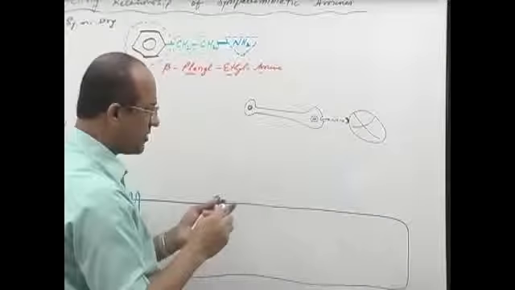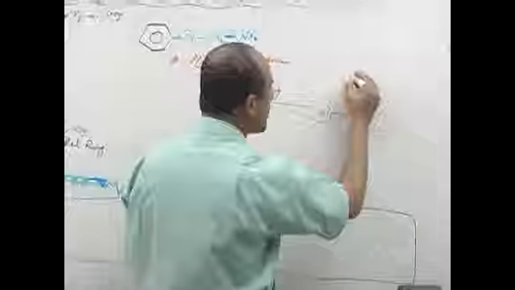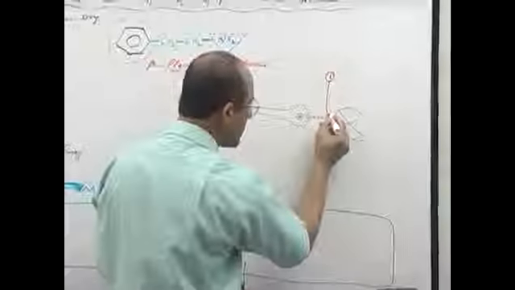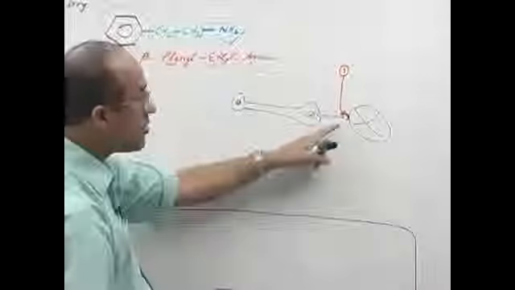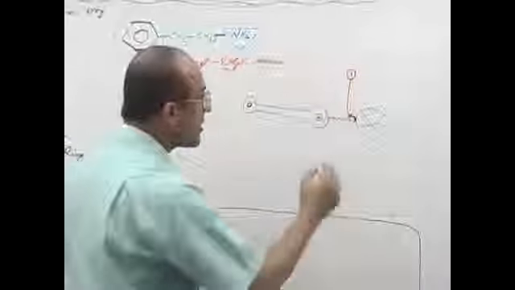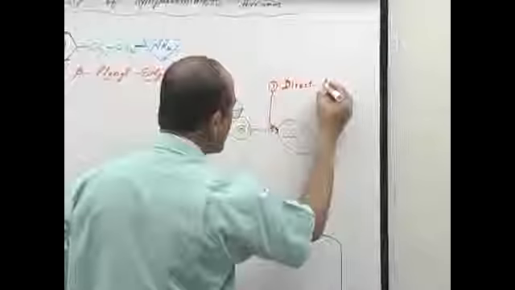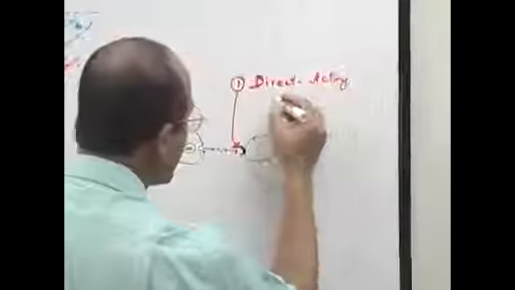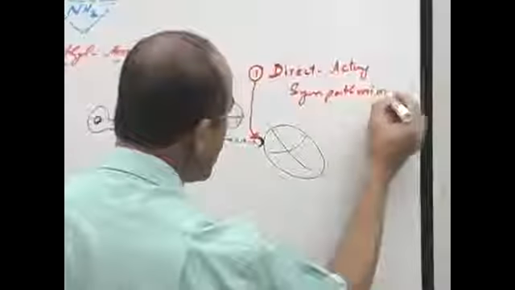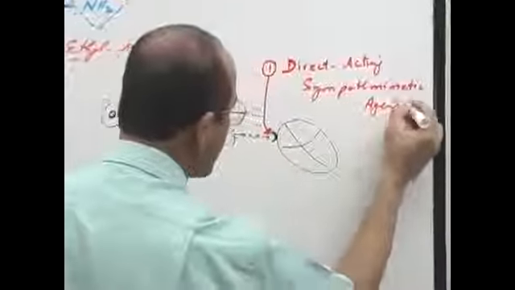Now listen. Those drugs which directly stimulate the receptors, those drugs which strongly bind with the adrenergic receptors and directly stimulate the receptors, those drugs are called, yes, direct acting sympathomimetic agents or compounds or drugs.